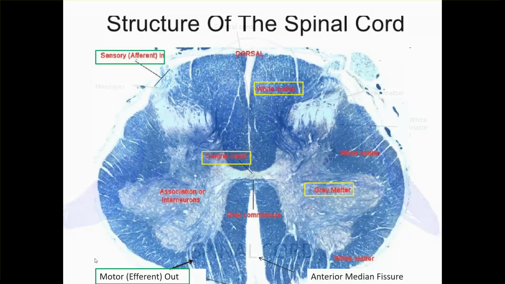Again you can see the same. This is the central canal. This is the H-shaped gray matter. Outside you have the white matter, and here you can see the sensory or the afferent, and this is the motor or the efferent.